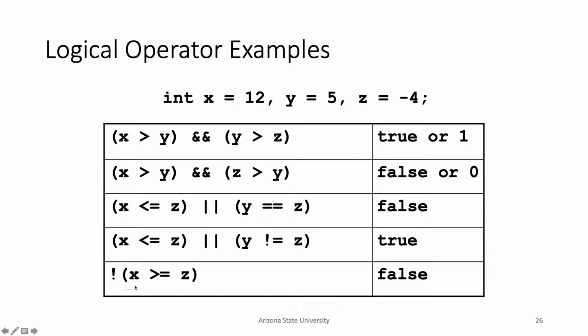Is it not the case that x is at least z? So is 12 bigger than z? Yeah, so it's true, but the not on the front says flip it around, so it's false. So that's why it says false here.